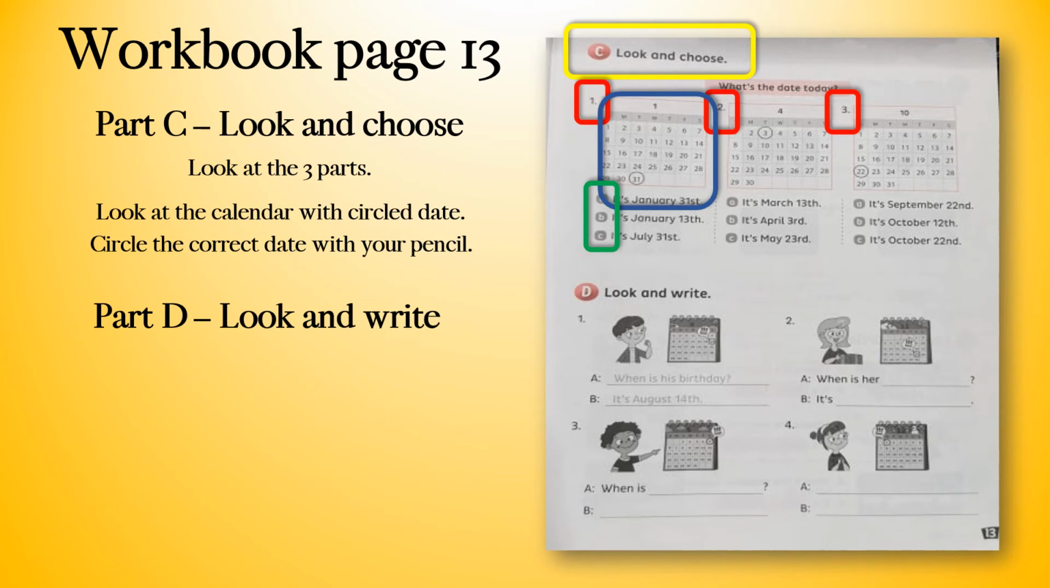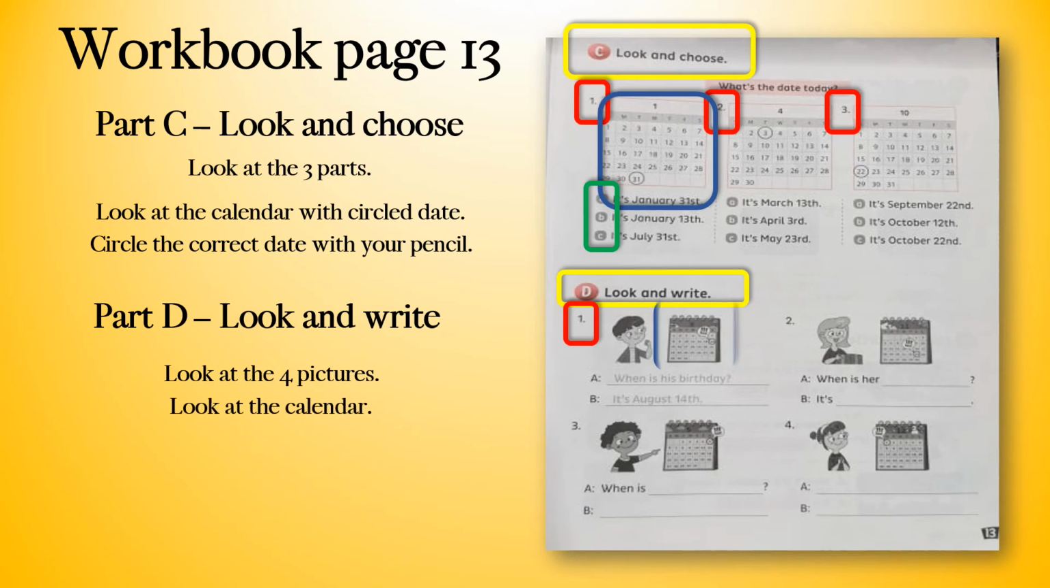Part D, look and write. So we must look at the 4 pictures. We'll just look at picture number 1, question number 1. Here it is. So look at the picture first, and then look at the calendar.